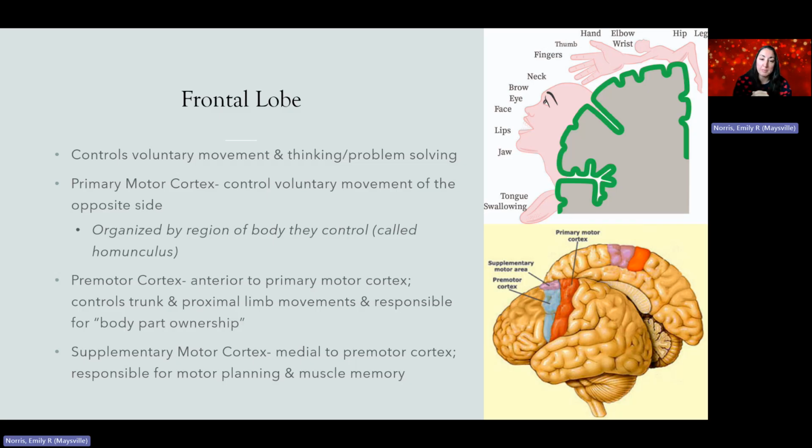The premotor cortex, which is right in front of the primary motor cortex, controls trunk and proximal limb movements, and it's also responsible for body part ownership. So the ability to connect with and understand, this is my hand, this is my body. If that premotor cortex is damaged, it could cause neglect of one side of the body. Like if it's damaged on the right side, they may neglect the left side of the body. They just don't even recognize it as their own.